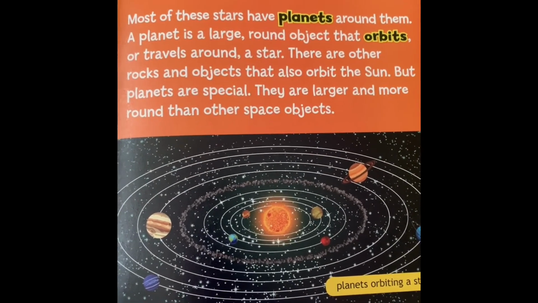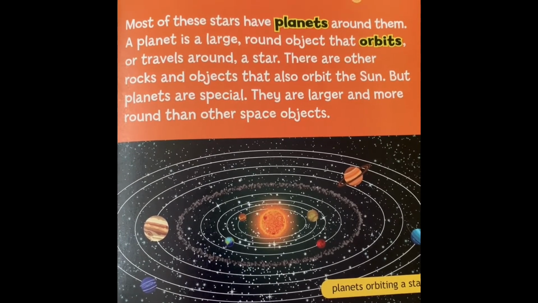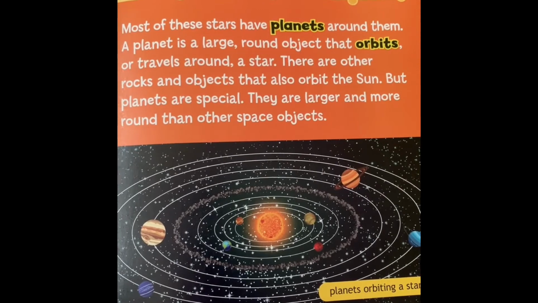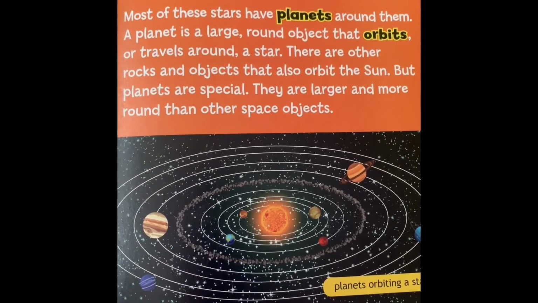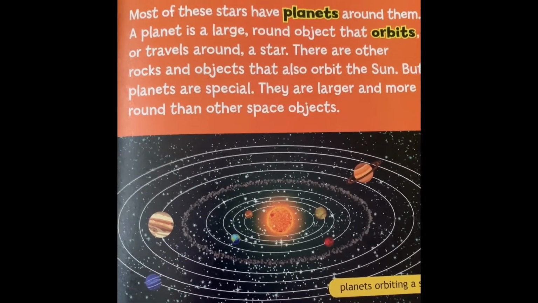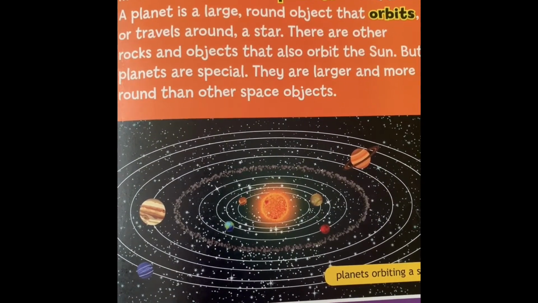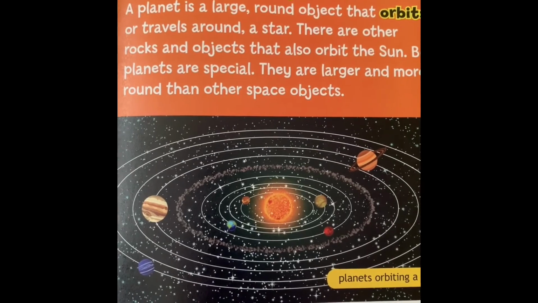These planets are special. They are round and they are larger than other objects in space, like meteorites or comets, and we can view them from Earth with special equipment called telescopes to see how they orbit in a circle. We'll be drawing the solar system today to practice using that element of art called space.